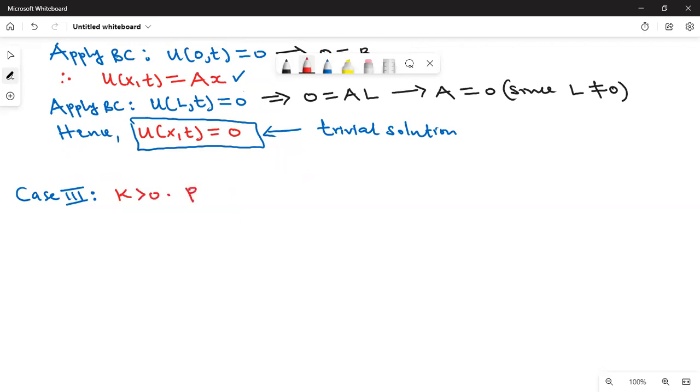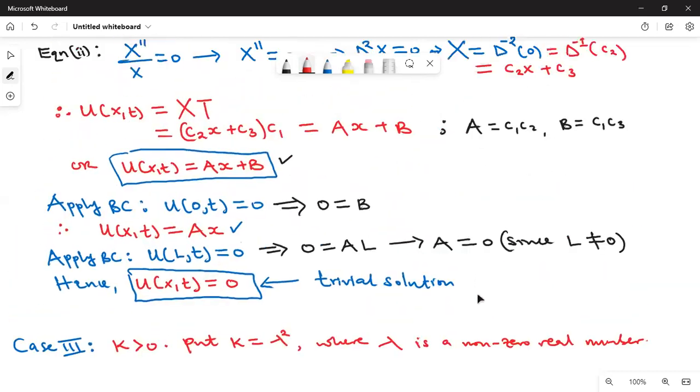We are going to put k is equals to lambda squared. Now it is positive, not negative. K is positive lambda squared, where lambda is a non-zero real number. So what are we going to get? Look at equation star. Our equation set is up there.